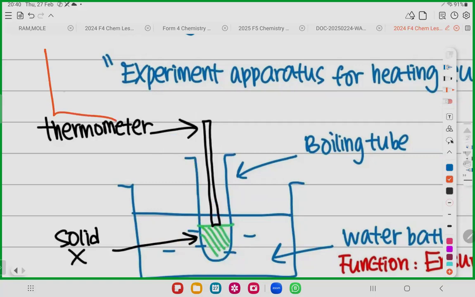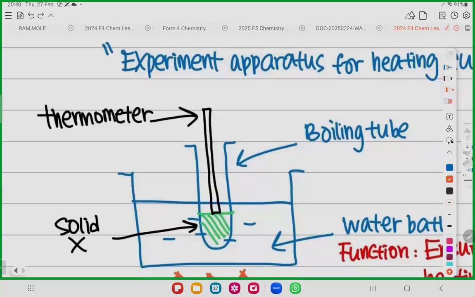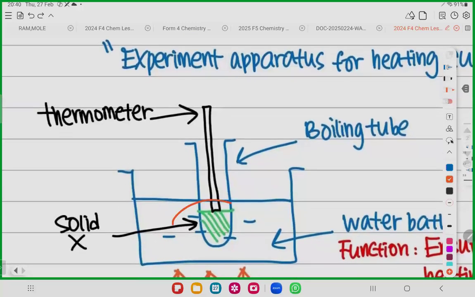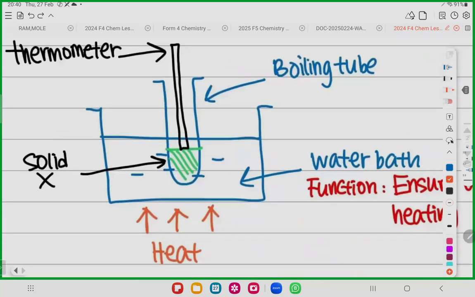Heating curve, temperature keeps going up. Cooling curve, temperature keeps going down. So of course, to get the temperature, you need a thermometer. Now you have a beaker. Inside this beaker, put water, and you heat this water.